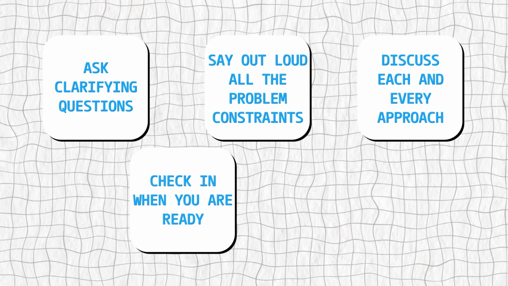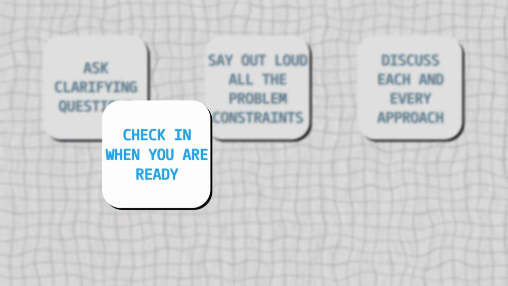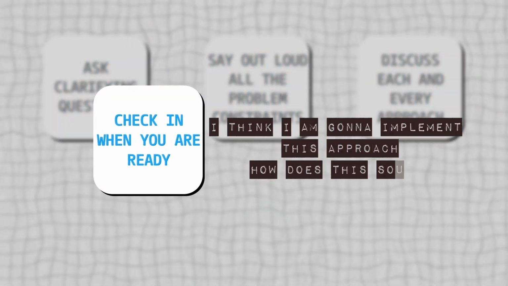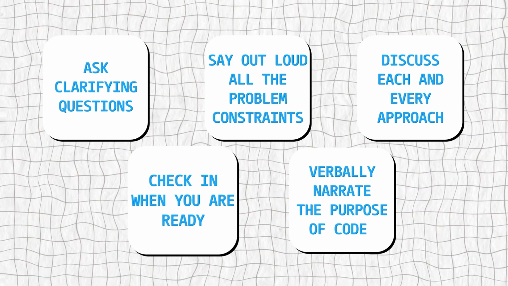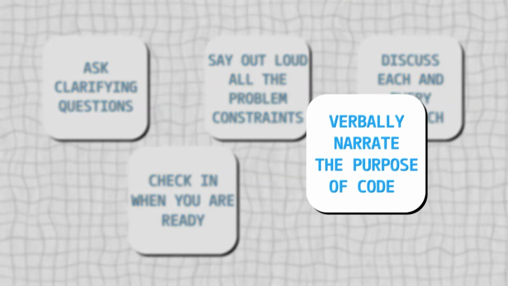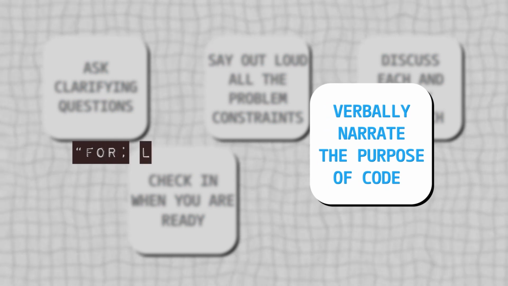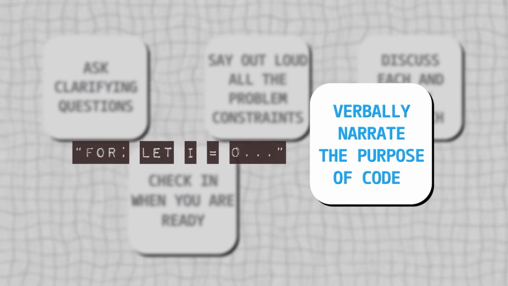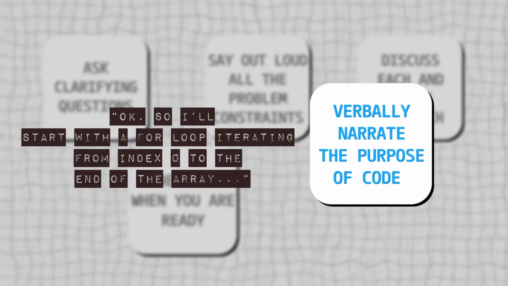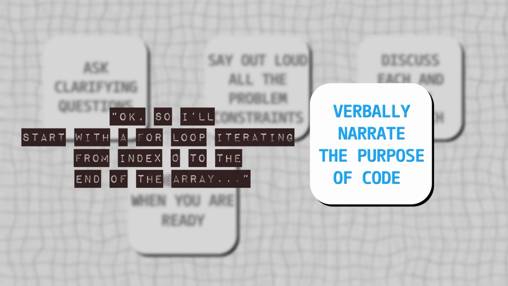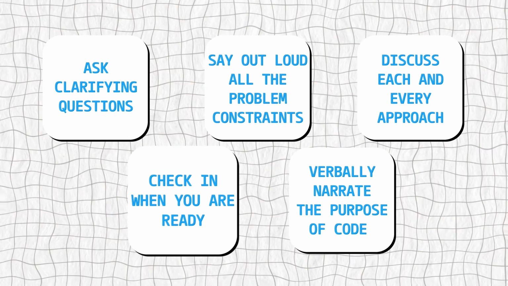Fourth, check in with the interviewer when you're ready to move forward, saying something like, I think I'm going to implement this approach. How does this sound? Fifth, as you write out your code, you're going to want to verbally narrate it. That doesn't literally mean you have to recite word for word what you're writing on the board, like for let i equals 0, yada, yada, yada. But you could say something along the lines of, I'm going to write a for loop now, iterating from index 0 to the end of the array, and then proceed to actually write out the code.